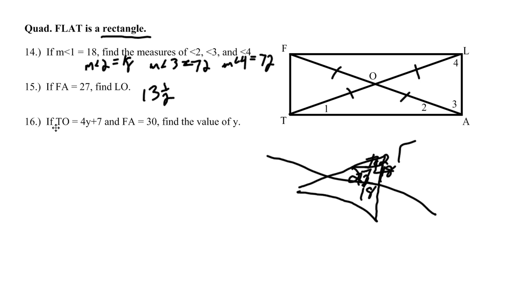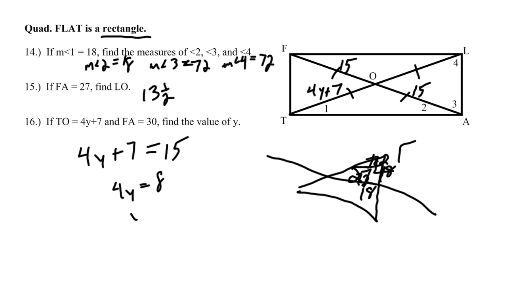Next we have if TO is 4y plus 7 and FA is 30. Well, if FA is 30, then FO is 15, OA is 15, and TO we have 4y plus 7. So to find the value of y, we just set those equal to each other. 4y plus 7 is equal to 15, because these were already marked equal. 4y equals 8, and y is 2.